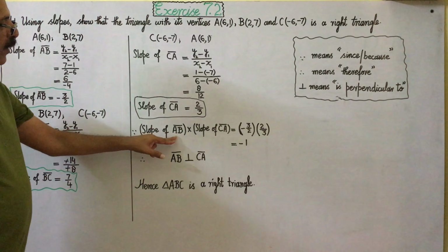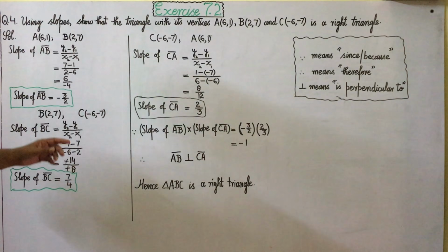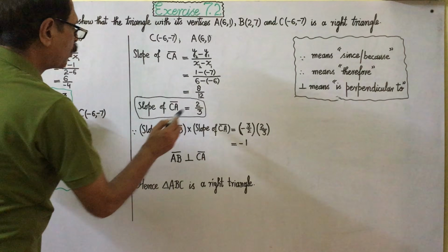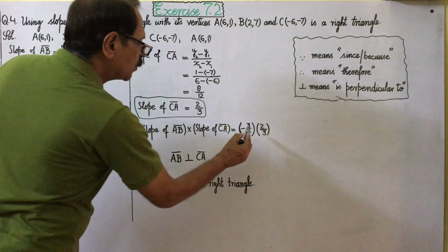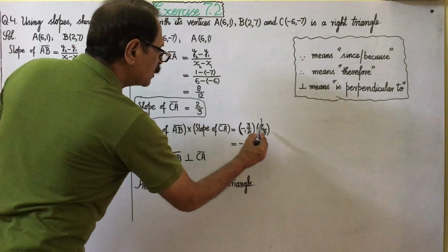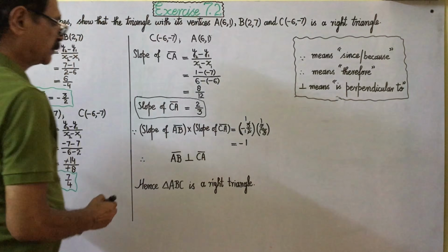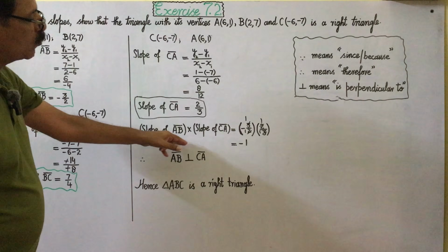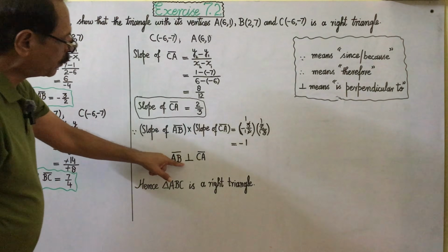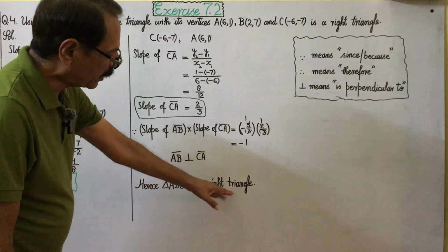Because slope of AB multiplied by slope of CA, let us see, slope of AB is minus 3 by 2 multiplied by slope of CA 2 by 3. 2 1s are 2, 2 1s are 2, 3 1s are 3, 3 1s are 3, minus 1 over 1 is minus 1. Because slope of AB into slope of CA is equal to minus 1, therefore AB is perpendicular to CA. Hence triangle ABC is the right triangle.